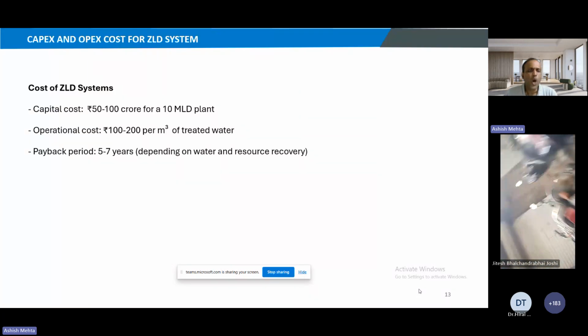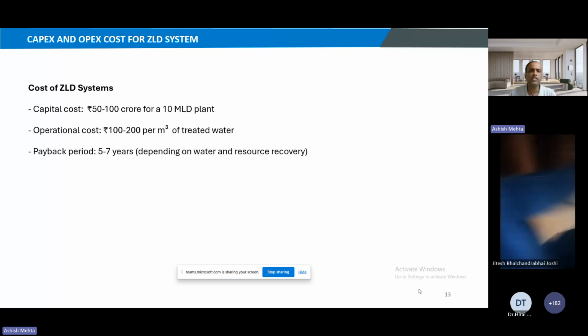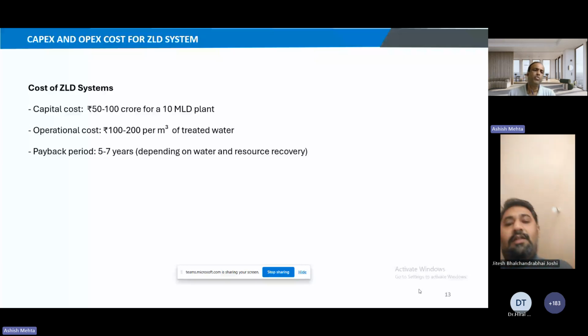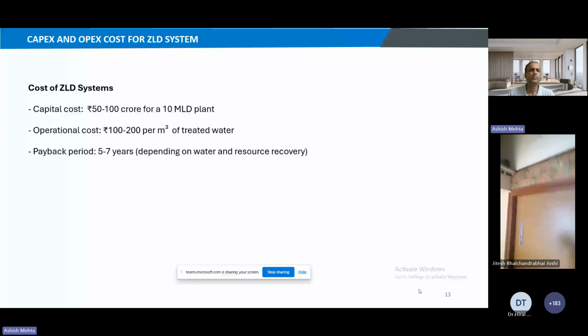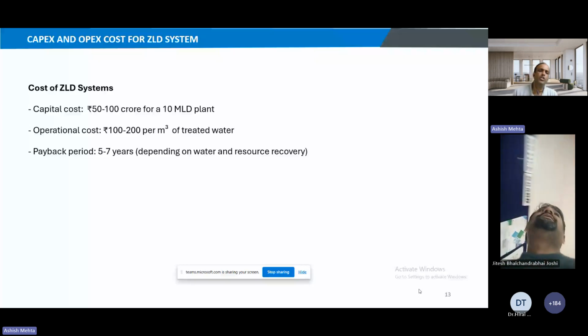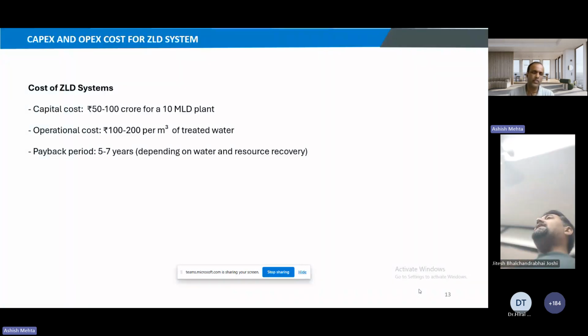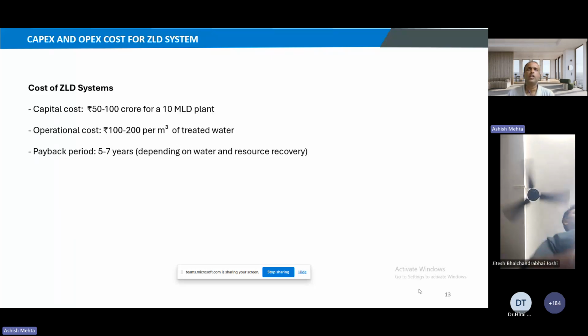Now, if we say what would be the costing approximately on the capex and opex part, roughly these are our observations and analysis, a general idea. There would be a capital investment required anywhere between 50 to 100 crore for a 10 MLD plant. There would be an operational cost anywhere between 100 to 200 rupees per meter cube of treated water. This includes the cost of CETP as well as the cost of ZLD system till the evaporation of salt. And the payback period would be around 7 years, depending on the type of water quality and the resource recovery or ZLD concept that has been adopted.